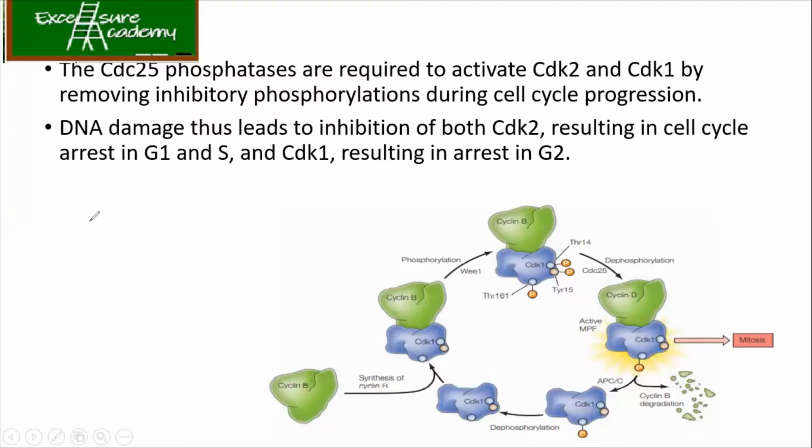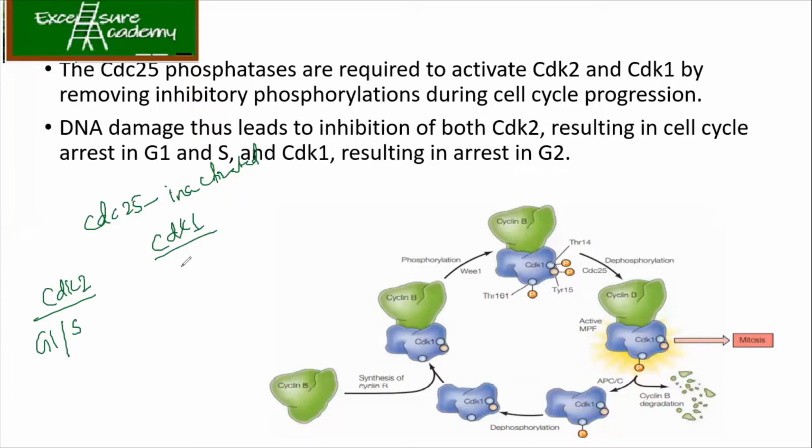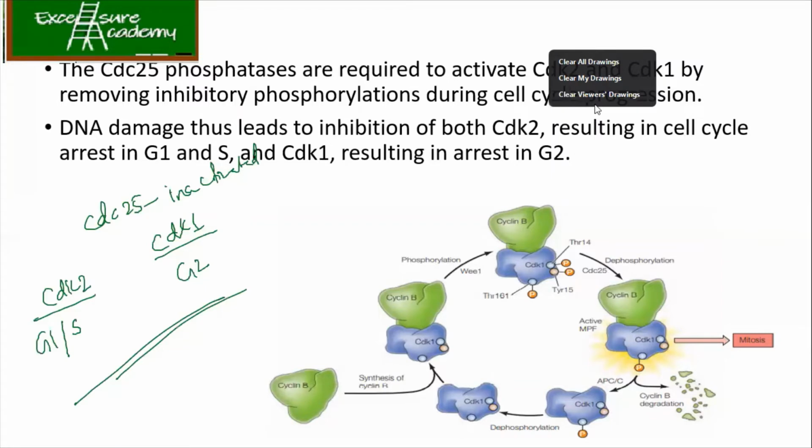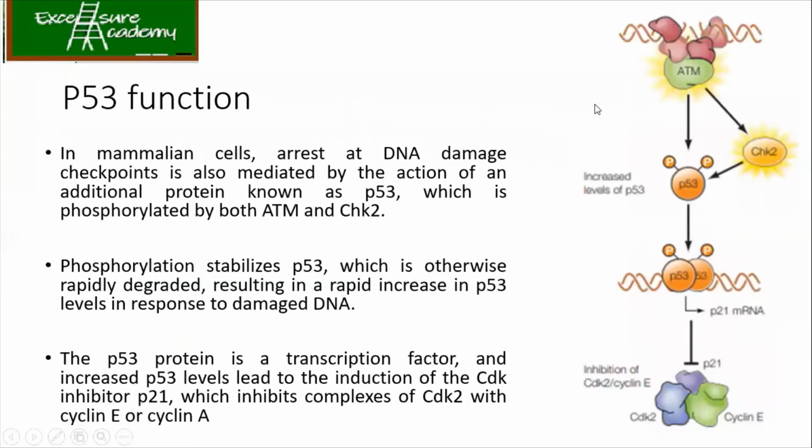So what is the summary? CDC25 is inactivated. So your CDK2 is inactivated and hence it gets arrested in G1 and S phase. If CDK1 is inactive and inhibited, then it is G2 phase. So that's how you arrest the cell in the particular cell cycle phases. So far so good, guys. Krishita, able to follow?